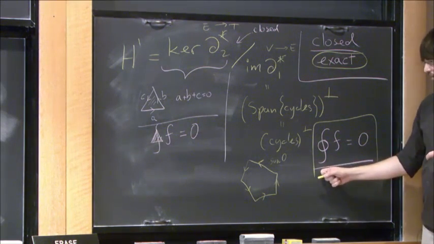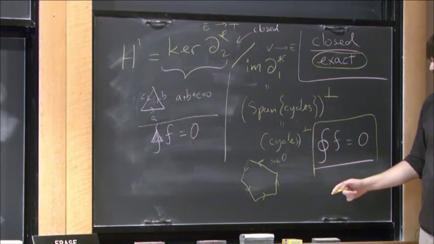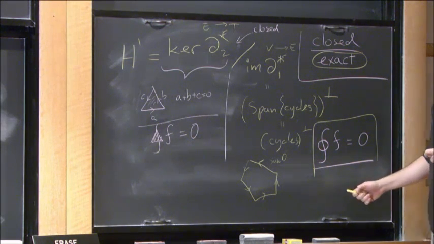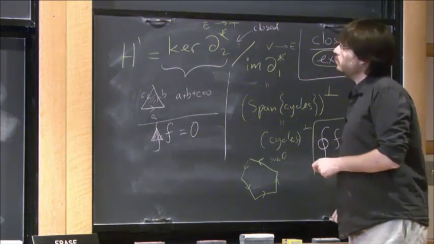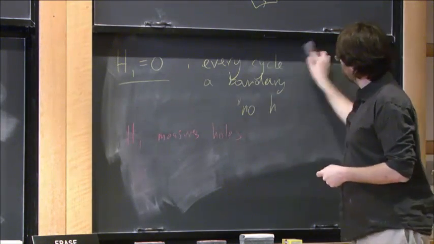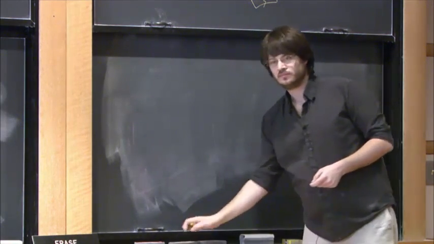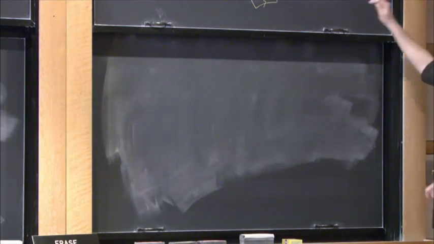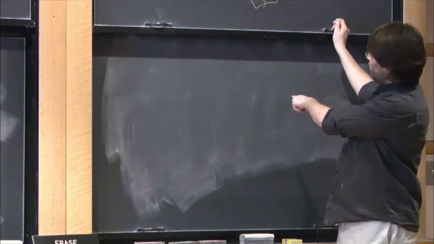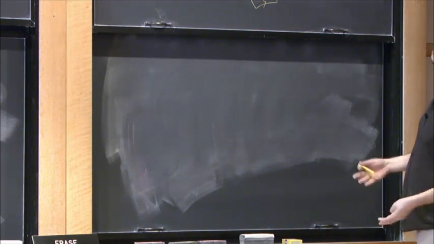The interesting one is the exact condition. Why is it important to us? Still, by duality, the dimension of the cohomology should also be the number of holes. Oh, I should say, for the homology, I just erased it, we had a measure for the number of holes.